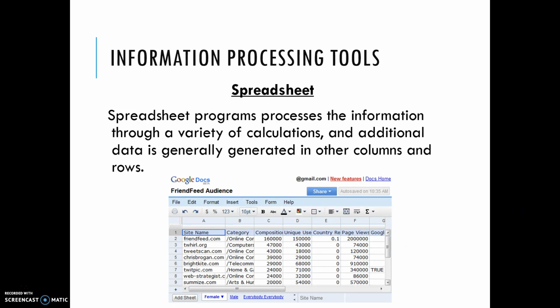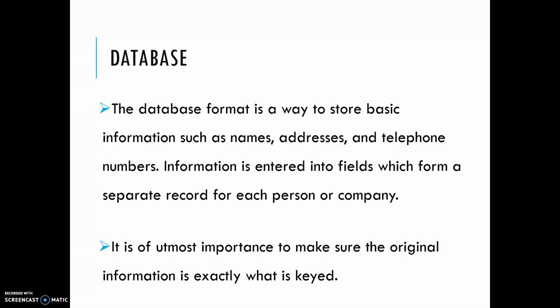Spreadsheets. Spreadsheet programs process the information through a variety of calculations, and additional data is generally generated in other columns and rows. The database. The database format is a way to store basic information such as names, addresses, and telephone numbers. Information is entered into the fields which form a separate record for each person or company. It is of utmost importance to make sure the original information is exactly what is keyed.